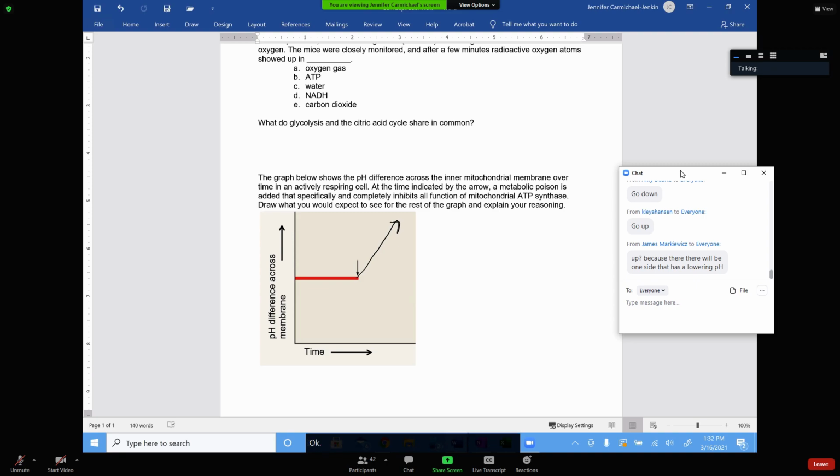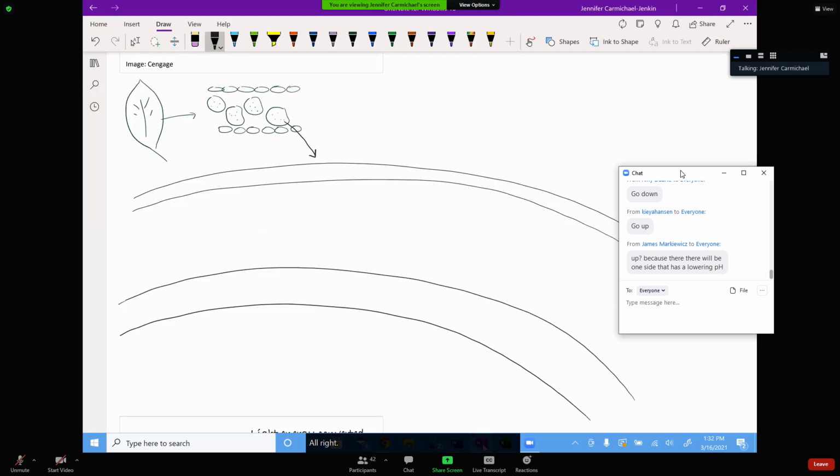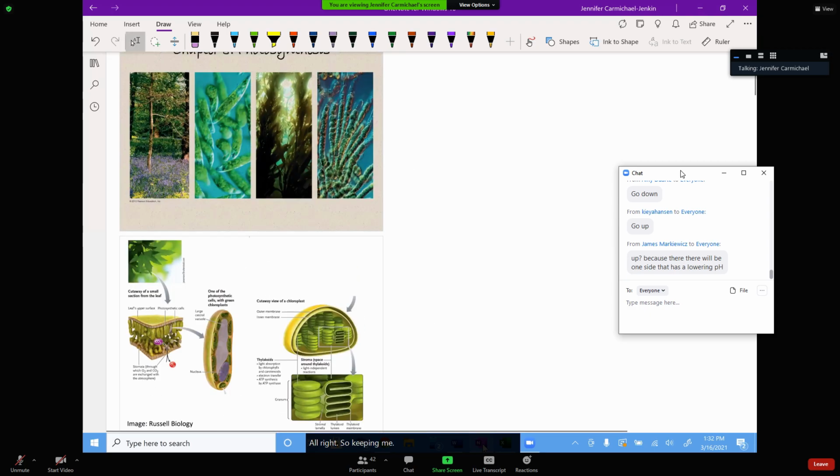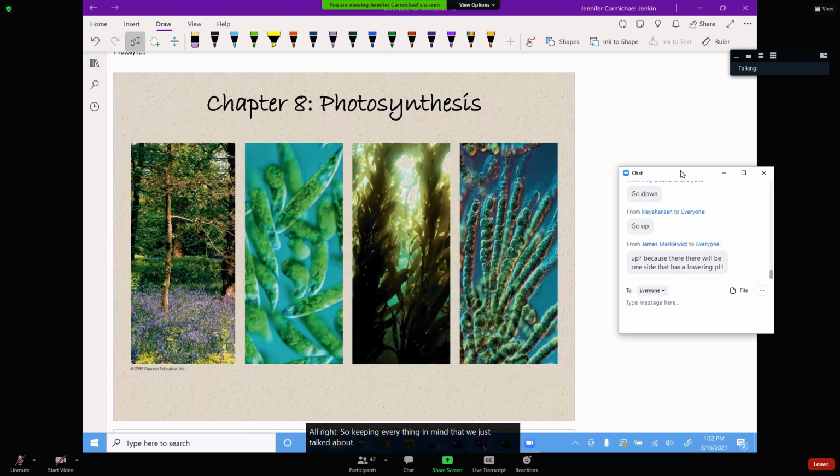Okay. All right. So keeping everything in mind that we just talked about, we're going to talk about photosynthesis. Photosynthesis is going to be the same pieces. We're going to talk about electron transport chains. We're going to talk about proton concentration gradients. We're going to talk about ATP synthase, and we're going to talk about membranes. The puzzle pieces go together in a different way for a different purpose.